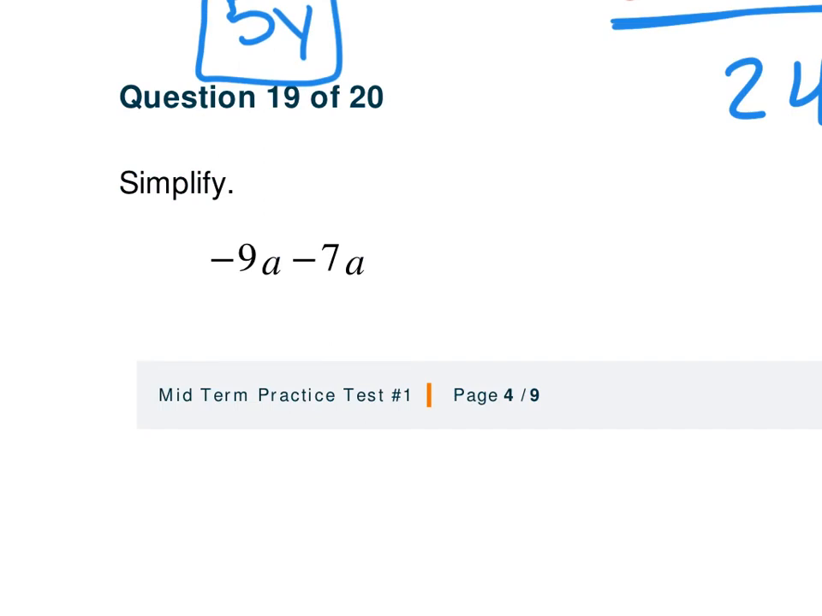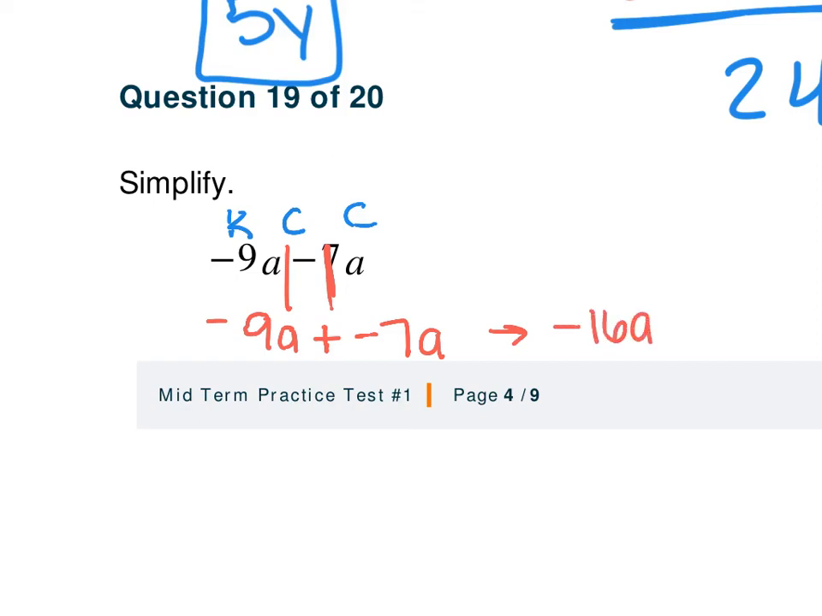19 is doing the same thing, except I have subtraction here, so I'm going to keep, change, change. If you need to draw your columns, do that. In this new problem, I keep my first number, negative 9a, change my subtraction to addition, and my 7a, that's why I put this line here, so I know that I need to change my 7a to a negative 7a. So I have a negative plus another negative gives me a negative answer. And then 7 plus 9 is 16. Don't forget your a's. They both have the same variable to the same power, so they are like terms, so they can be combined like that.